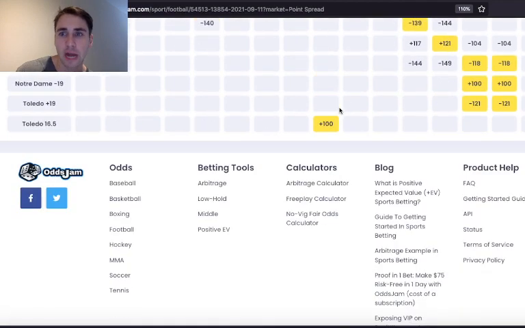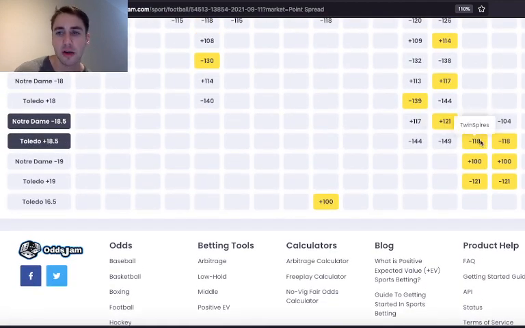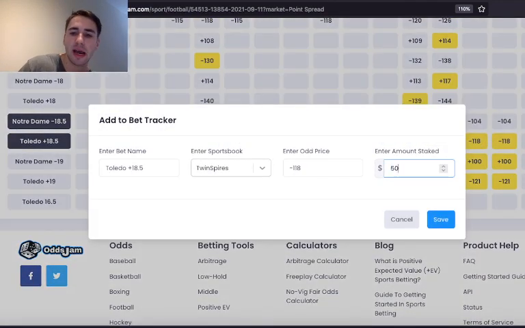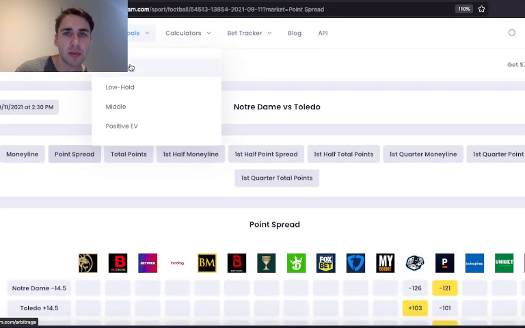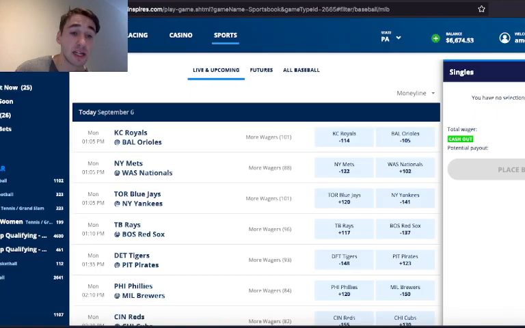And again, if you want to track your bets, we track your bets. We show you your exact profit and loss. You can put in how much you bet on it. We'll track your closing line value, your CLV. It's incredibly useful. So that's actually a great bet to place.